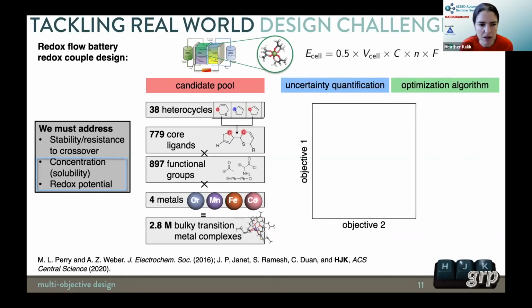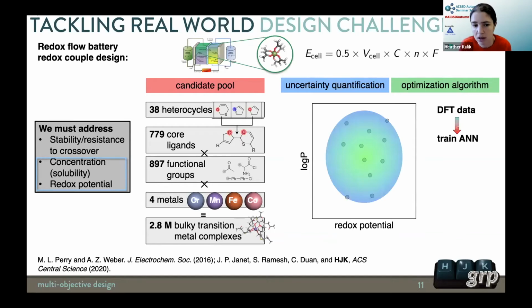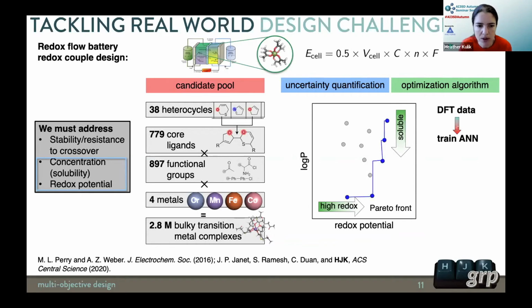We're going to write down our 2 objectives. For solubility, we're going to focus on the log P, as well as redox potential. I'm showing a cartoon now: we're going to seek out DFT data on these points, and we're going to get a handful of points. We're going to train a neural net, then ask the neural net what it thinks of this 2.8 million complex space. Our goal is going to be to move new points past this optimal trade-off between solubility and redox potential, so past what we call the Pareto front.